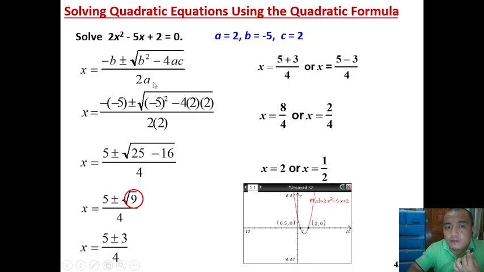So if you try to graph this, 2x squared minus 5x plus 2, in the Cartesian plane, you can see that it touches (2, 0) and (1/2, 0). Okay. There are two distinct real roots.